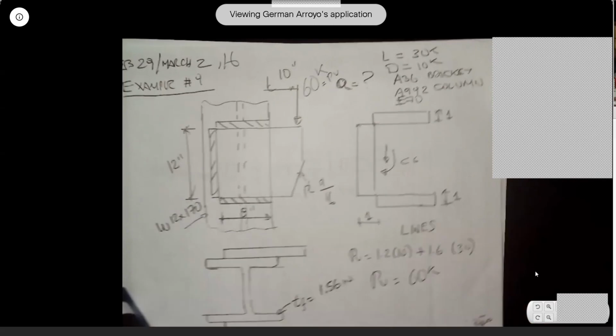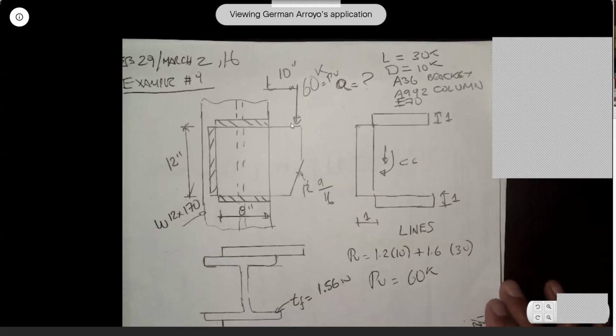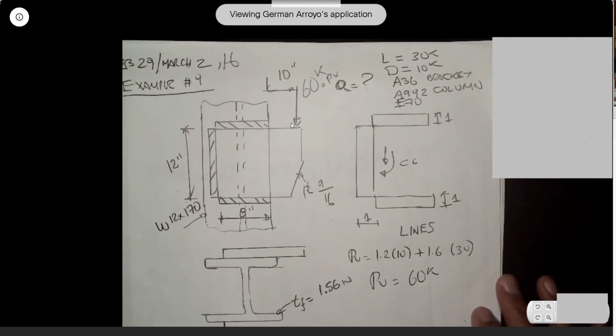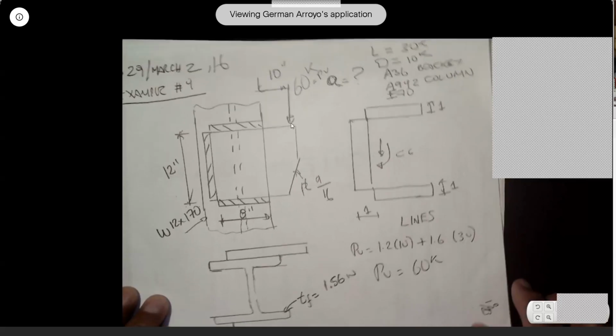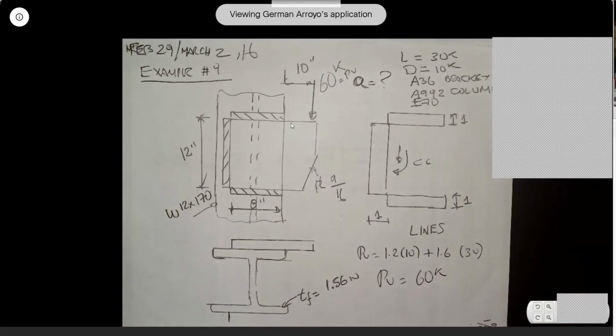And down here, I did a computation of P_u that was 60 kip. Any questions so I can continue? So the next page is page 11.